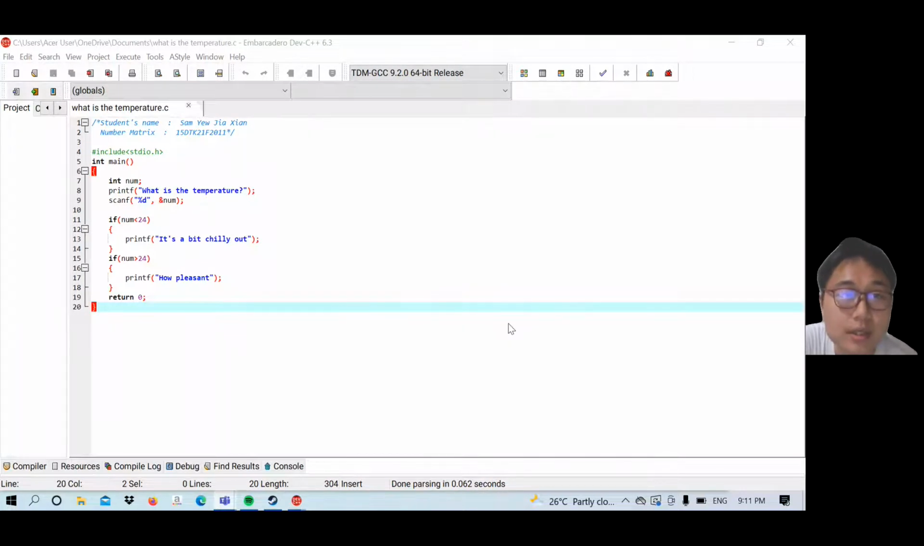Okay, so what you see right now, we got my student name and my matrix number over there. We include stdio.h, int main, and here this is the C program with printf the temperature %d, comma the number. If the number is less than 24, I will print out it's a bit chilly out. If the number is greater than 24, printf how pleasant. So it's the temperature.